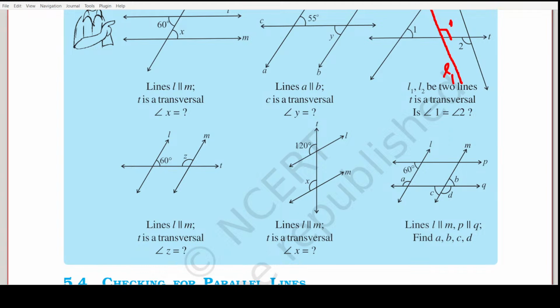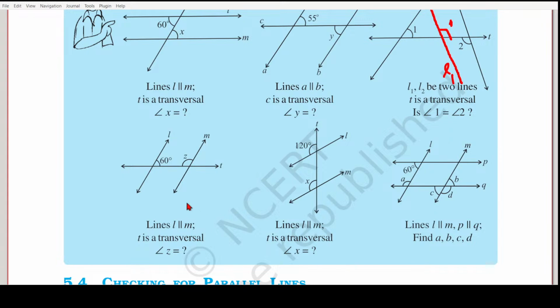Look carefully. Z is obtuse angle, right? Z is obtuse and 60 degrees is acute, right? So, but there's a relation. Just try to find out. This 60 is equal to this one, right? Because they are corresponding angles. Agreed? Yeah, they're corresponding.